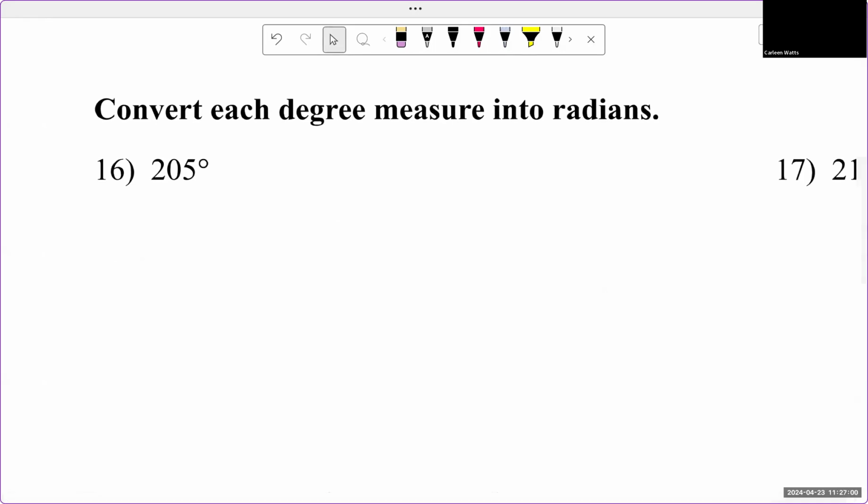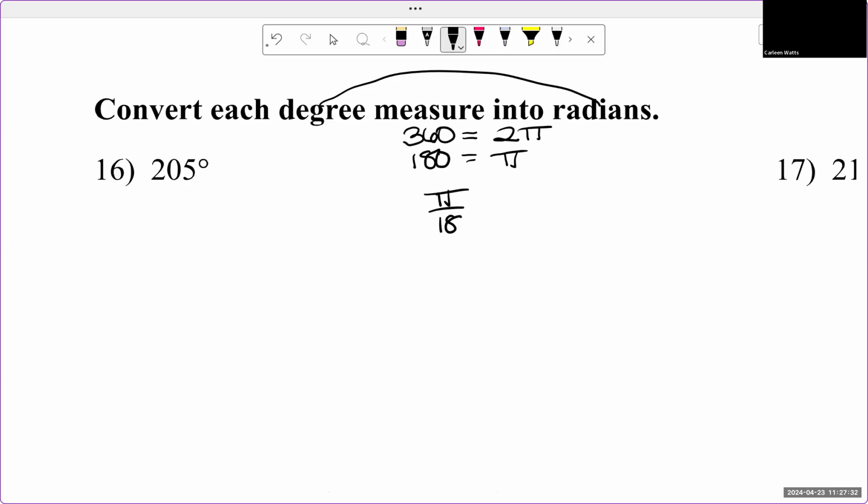Okay, so we're going to convert degrees into radians. We need to remember that very first problem we did at the beginning: 360 degrees is all the way around the circle. That is equivalent. So 360 degrees is equivalent to 2 pi radians. 180 degrees is equivalent to pi radians. Okay, that means pi over 180.